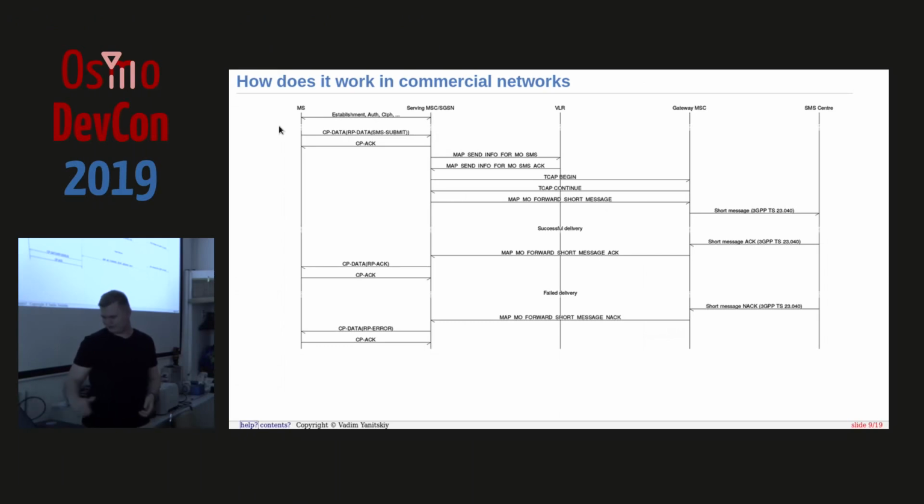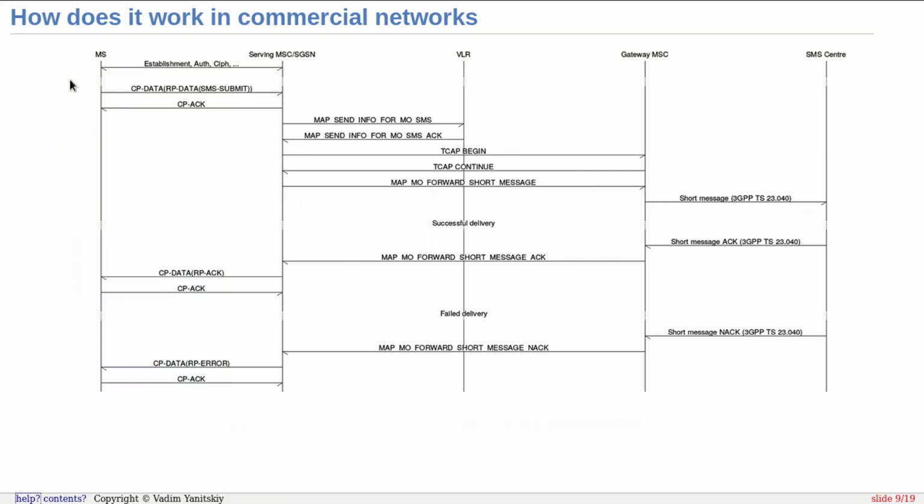So your serving MSC basically initiates a TCAP transaction to the gateway mobile switching center and forwards the TPDU payload inside this MAP mobile originated forward short message. The gateway MSC would take care of forwarding this message to the SMS center, where it's going to be stored. As soon as the SMS center confirms that the message was received, we send an acknowledgement message on the MAP side, and then we confirm to the mobile station that your message was stored. So we say RP-ACK. Then the mobile station confirms that it received this RP-ACK and sends CP-ACK, just to be sure. In case of failed delivery, the SMS center may reject this SMS, and so we send a NACK, and we send RP-ERROR with some cause that something went wrong.